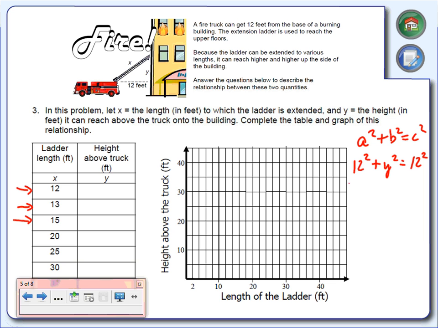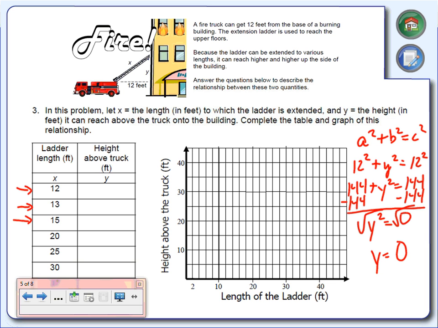12 squared, that's 144. 12 squared, that's 144. Subtract 144 from the other 144, and we get 0. Anybody know what the square root of 0 is? Square root of 0 is 0. So if we come over here in the table, we should have a 0 right next to our 12. So what we're saying here is if the ladder is extended 12 feet, the height above the truck will be 0 feet. Can somebody explain that to me?